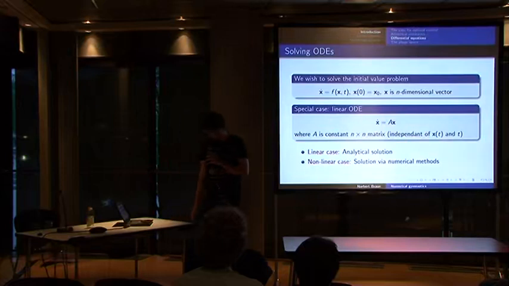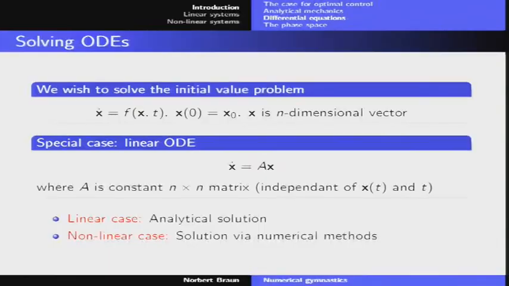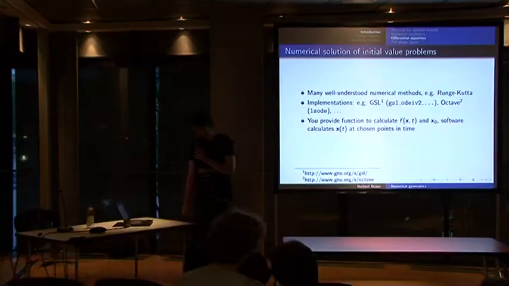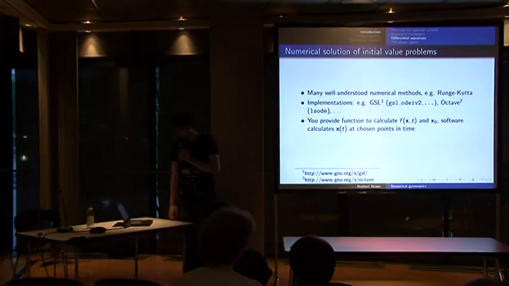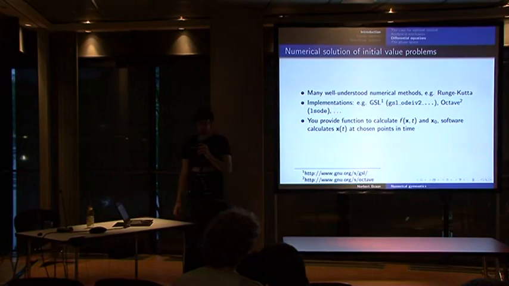So, a special case is actually a linear system where you get x dot, that's a vector again, equals Ax, and A is a matrix. And we assume, well, if this matrix is independent of x(t) and t, then there's an analytical solution. And in a nonlinear case, you can just solve it via numerical methods. And of course, there's a variety of systems that will do that for you. I guess the most commonly used numerical method is called the Runge-Kutta method.